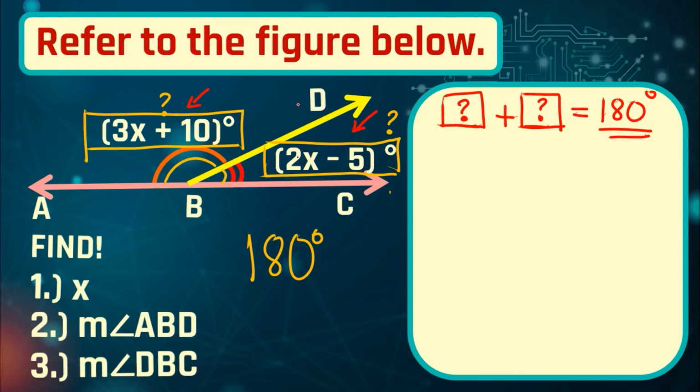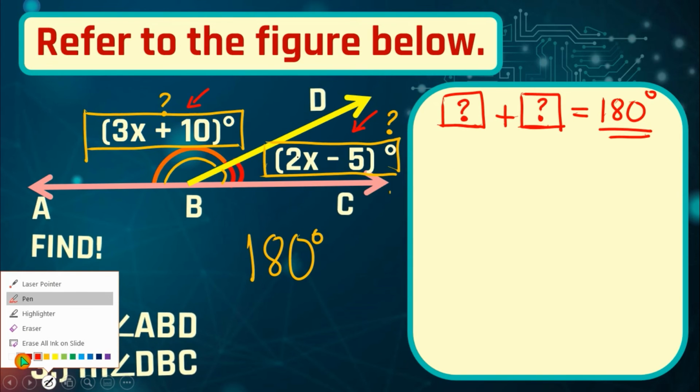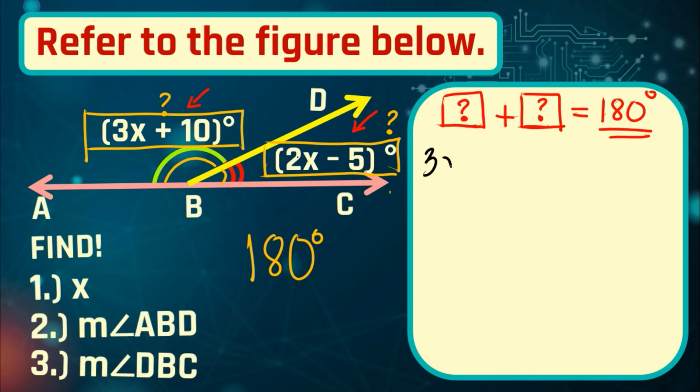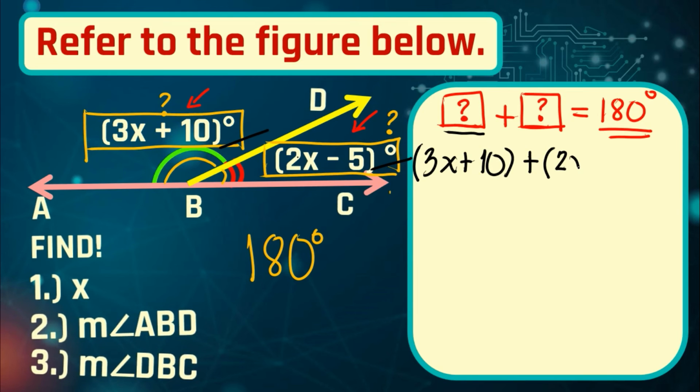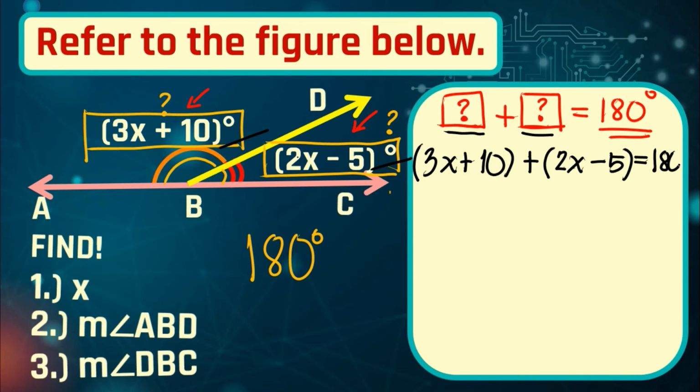Okay? So, first, let us write down 3x plus 10. Eto yon. And, mag-plus tayo. So, i-close in parenthesis natin. Plus, ano yung isang binigay? Ito yung isa. Ito naman, isusulat natin 2x minus 5. Then, eto yon. We copy equals, we copy 180 degrees.